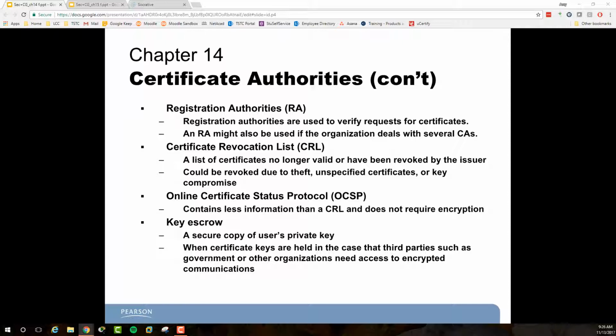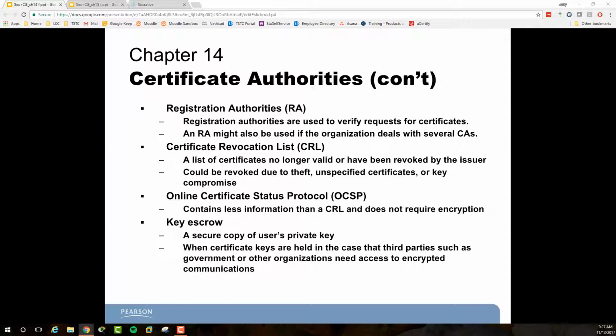The online certificate status protocol doesn't have as much information as the revocation list does, and it doesn't have encryption with it. So basically, it's like a short and sweet way to go and look. Is a certificate good or bad? And that's it. It doesn't give you information why or when it was bad. It's just kind of a quick and dirty list. Not a lot of information there.